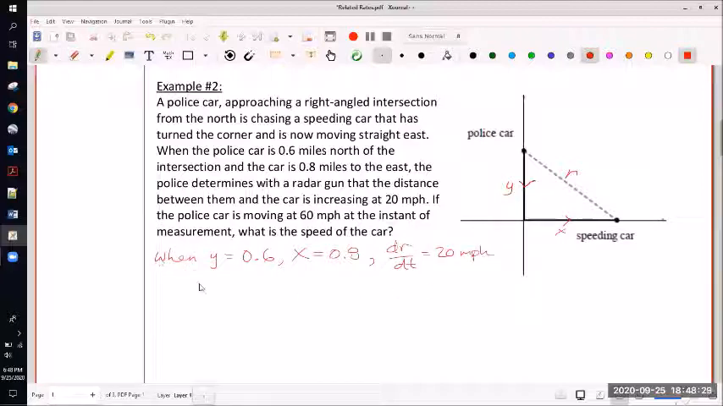Okay, we also know that the police car is moving at 60 miles per hour towards the intersection. So that's going to be negative 60 miles per hour. And what we want to find is the speed of the car. So that's going to be dx/dt.